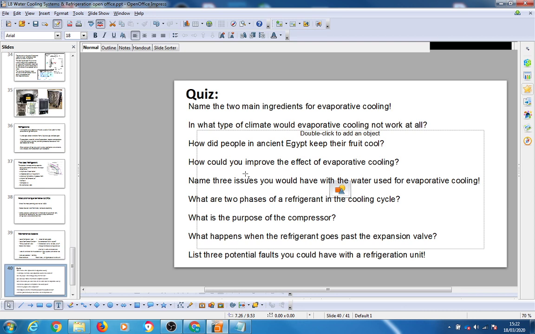Number 4, 1, 2, 3, 4. Use for evaporative cooling. Okay, thanks, Natasha. It would run out, corrosion, Legionnaires, limescale, pH, etc. Yeah, spot on. Thanks for that.